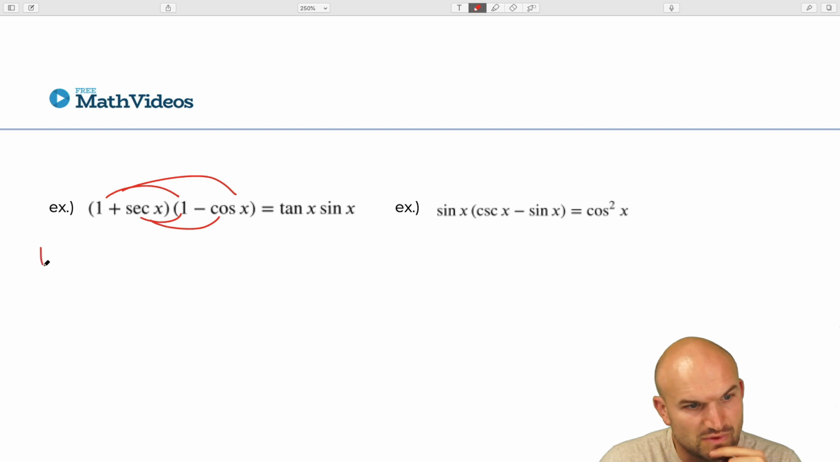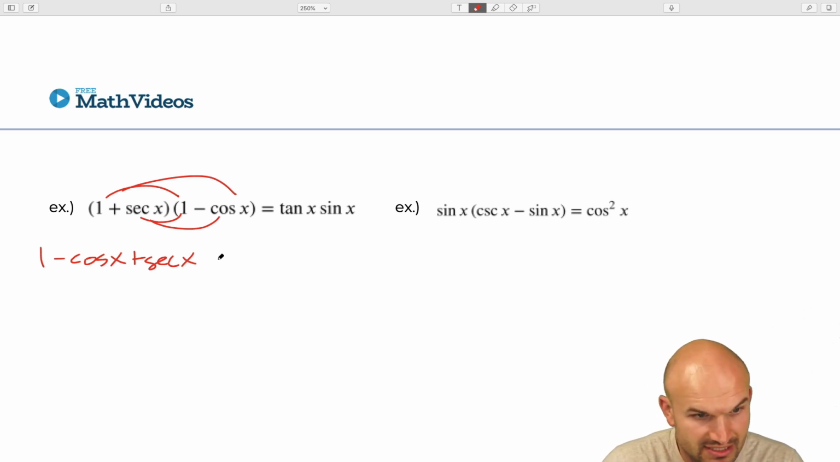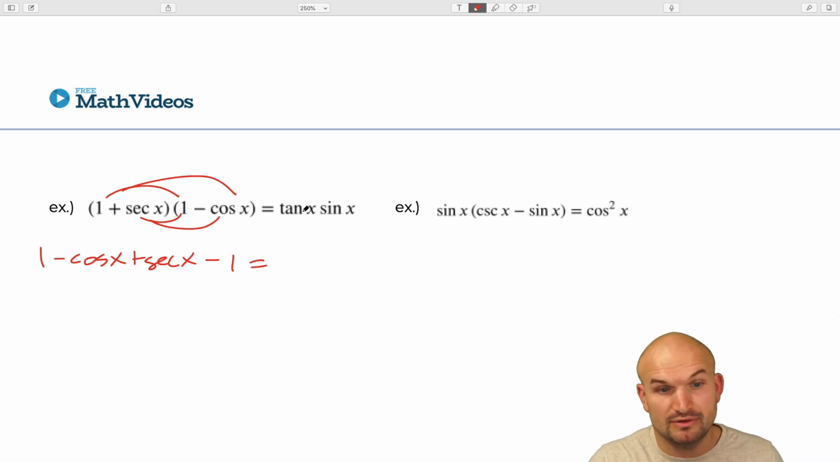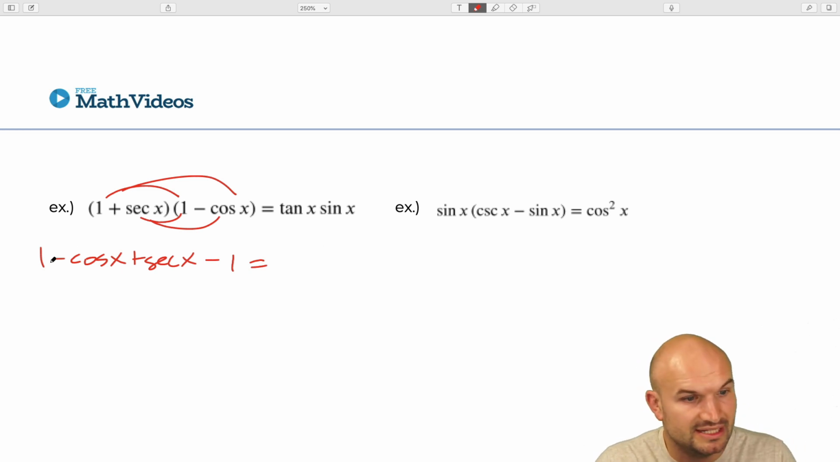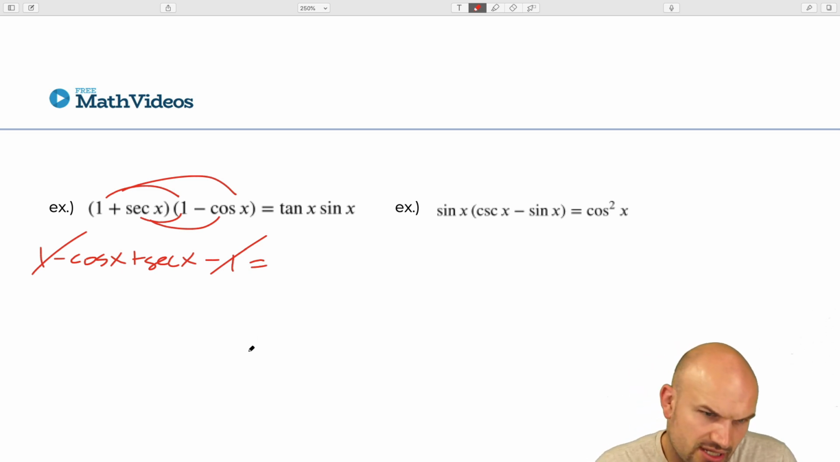So let's say 1 times 1 is 1 minus cosine of x, plus secant of x. And then secant of x times a negative cosine of x is going to be a negative 1. Equals, all right, so that equals the right-hand side. Now, again, that didn't equal the right-hand side yet, did it? But we see that these two are going down. All right, now sine over cosine times sine, that just equals cosine. That's kind of interesting.